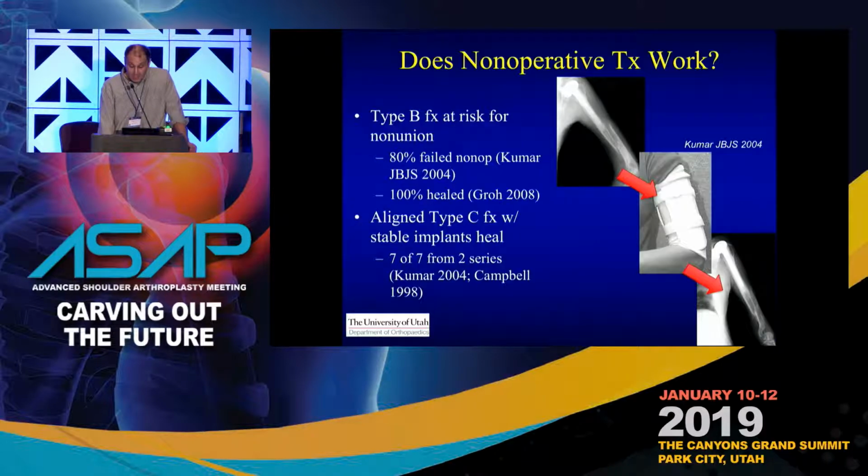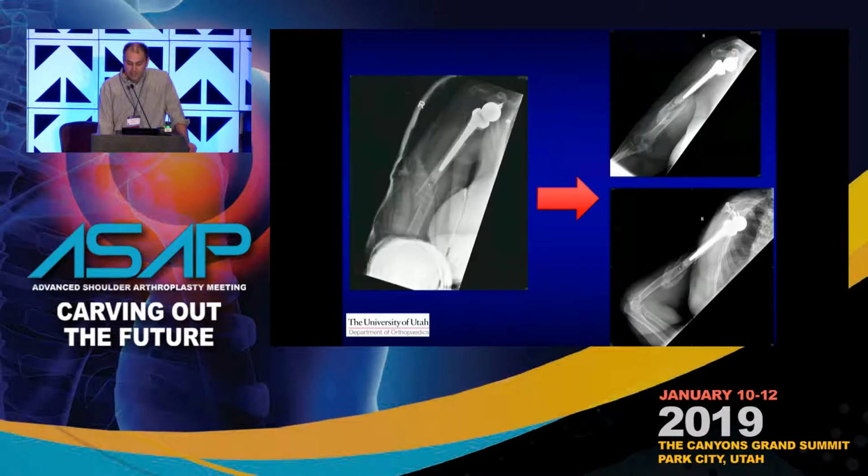So does non-op treatment work in general? Yeah, it works actually pretty well. Type Bs are at more risk for non-union, but aligned type C fractures with a stable implant do actually fairly well. So for the type Bs, you should probably watch them closely within the first couple months and have a low threshold to consider surgery. This is a case of George's that he gave me. This is a type C fracture with a stable implant, acceptable alignment, treated non-operatively to healing.